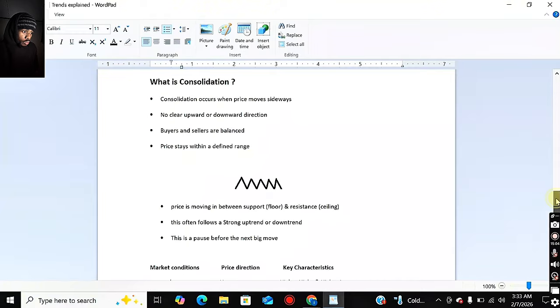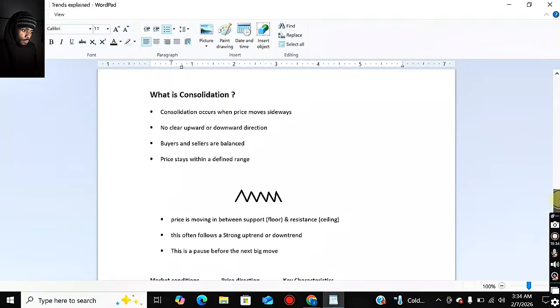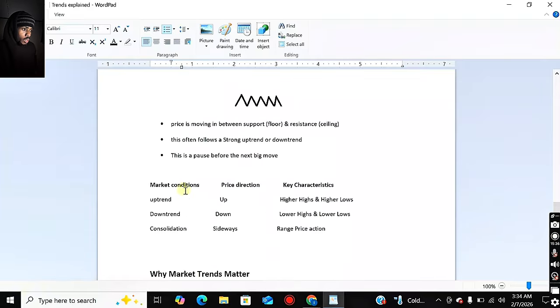So this often follows a strong uptrend. Like I said previously, just a couple minutes ago, whenever price is in an uptrend, it'll go into a consolidation to take a break. That doesn't mean it's a reversal. Sometimes it does, but it doesn't always mean that. It might just take a break and then finish this marathon to go up, continuation. And it'll do vice versa for the downtrend. This is a pause before the big move. So just remember that. Then we get the market conditions, the price direction characteristics.